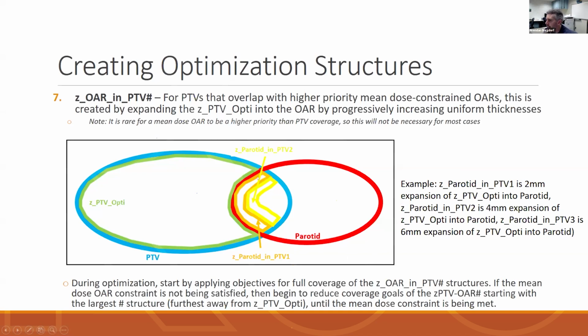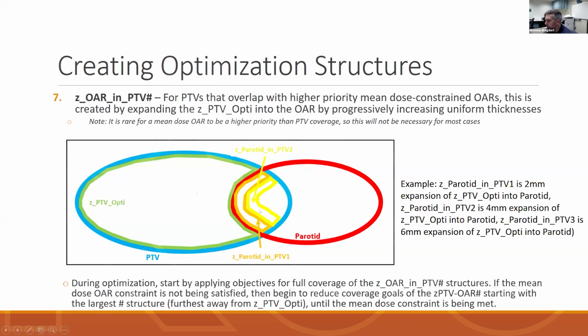Say you start optimizing and you're trying to fully cover these structures with full prescription dose, but the optimizer is telling you the mean dose constraint for the parotid is going to be exceeded. You can start to decrease the amount that you're covering this area. Say you drop this to only 50% of the prescription dose. That may lead to reduced parotid dose, and the optimizer may show you that the mean dose constraint is now being met. So you can continue to fully cover this structure.